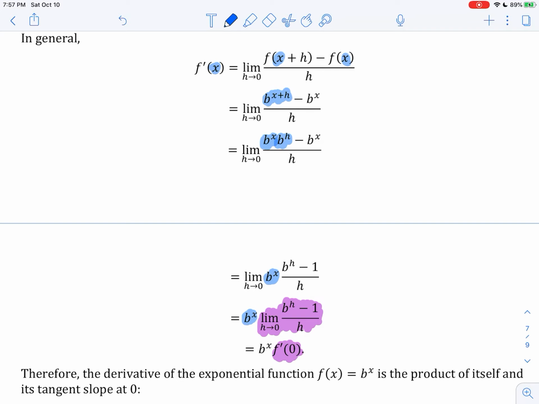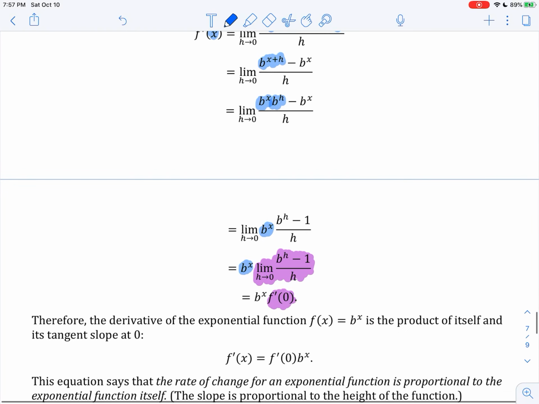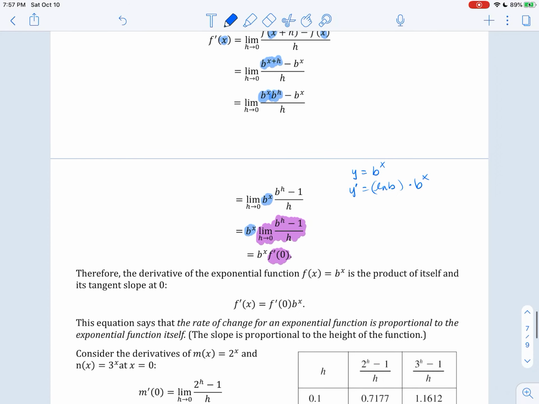Later on, when we get to the chain rule and implicit differentiation, we'll learn that if y equals b to the x, then y prime is actually ln of b times b to the x.